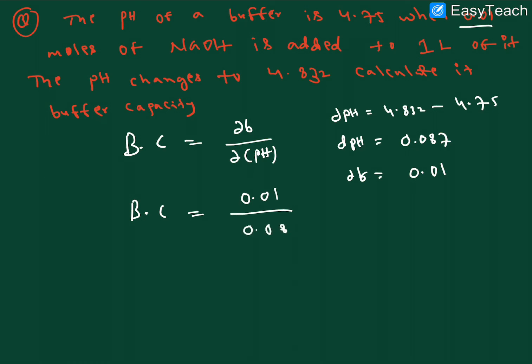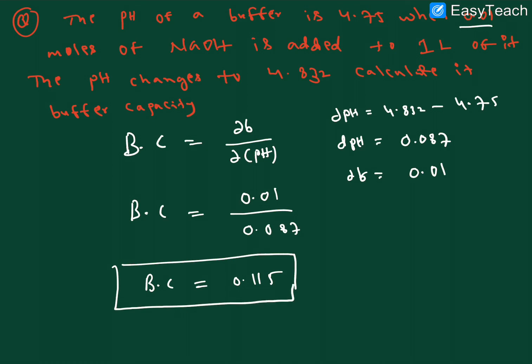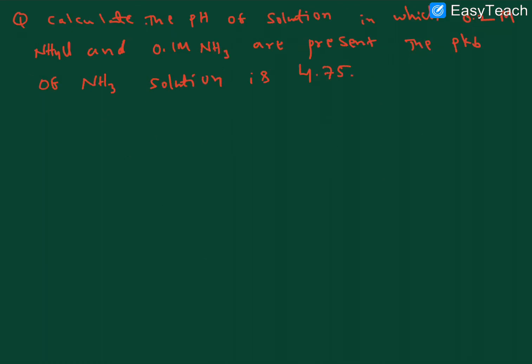So buffer capacity is equal to 0.01 divided by the change in pH, which is 0.087. So what is the buffer capacity here? Buffer capacity is equal to 0.115. This is called buffer capacity. I hope it is clear. Right, one more question here.